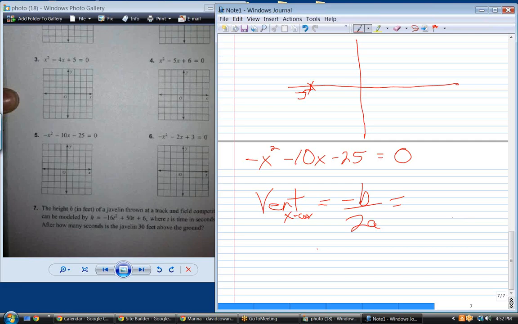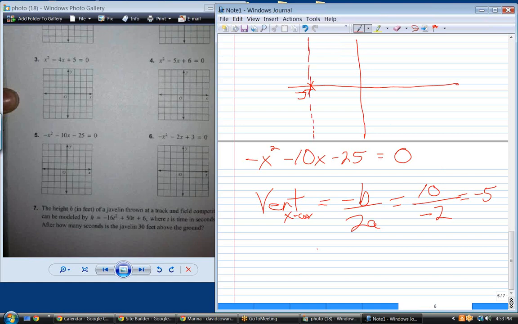What's minus b? -5? 25? No, minus b is 10. Remember, b is always the coefficient of the x term. And in this case, that's a -10. So minus a -10 is a +10. And then 2a, a is -1, so I got a -2 in the bottom. So you got -5 correct. So that means I have a line of symmetry right there.